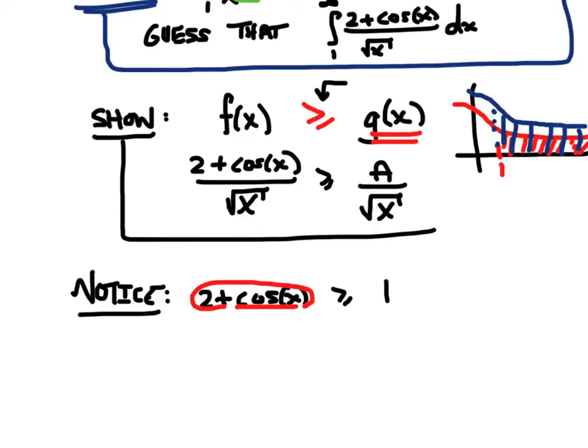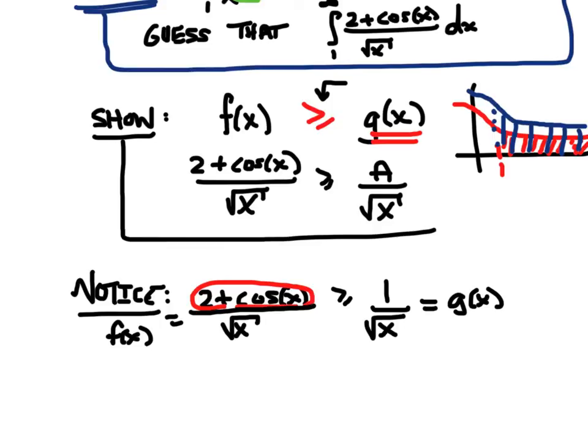Because that inequality holds, and we know that it always holds, I can divide by this positive quantity on both sides. And there I have exactly what I want to show, because this will become my g of x by just setting a to be 1, and this is your f of x.